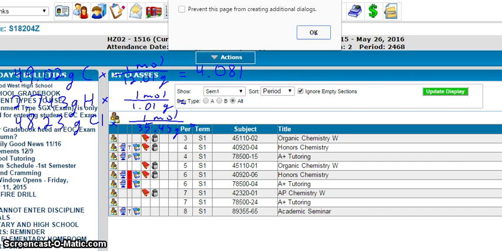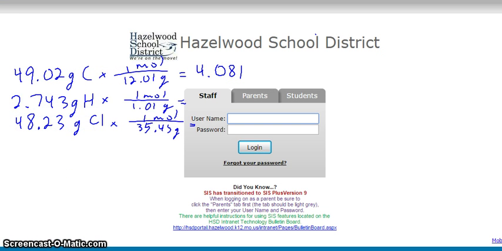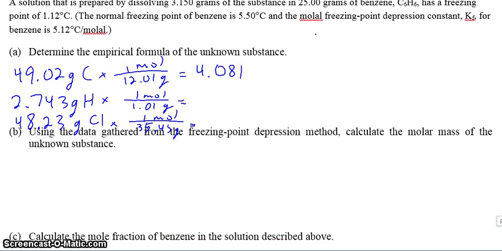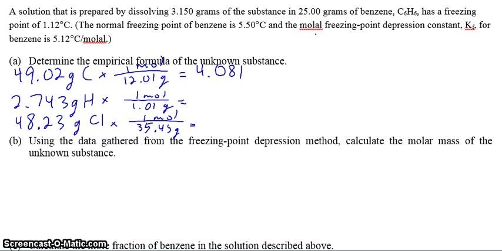Oh, apologize there. Slight delay there. And we're back, good. Maybe. There it is. So we got this many, this is moles of carbon now. And for hydrogen, we should get 2.716 moles of hydrogen. And for chlorine, we should get 1.3605 moles of chlorine.